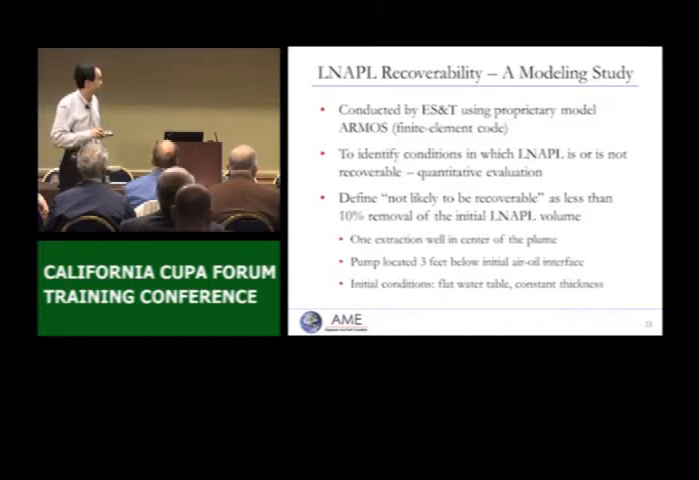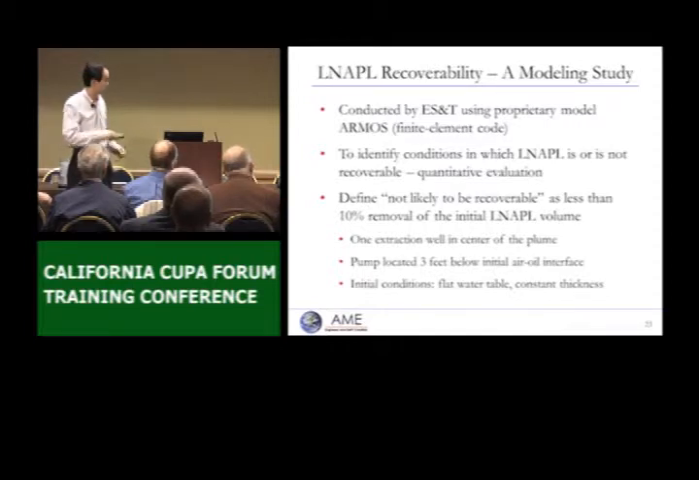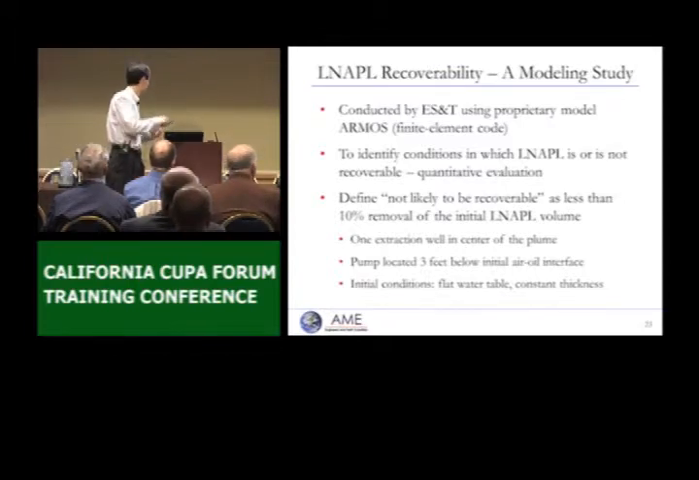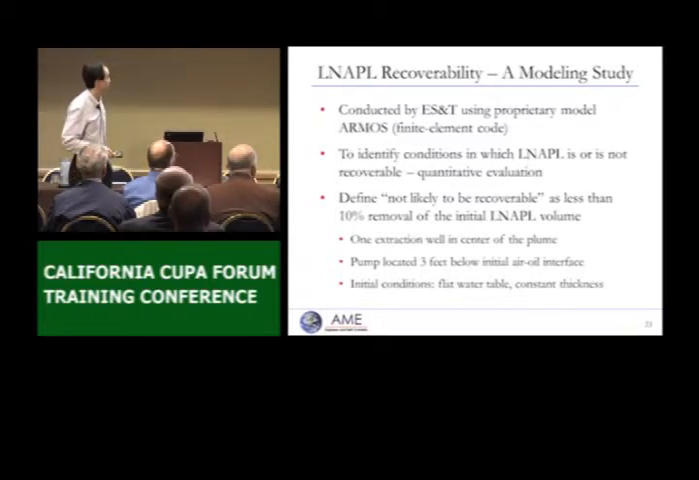All right. The situation is: use one extraction well in the center of a big plume, and we located the pump 3 feet below the initial air-oil interface. Initial condition is a flat water table and constant product thickness. So this is a model domain. It's quite large. Diameter is 540 feet. That also defines your radius of influence. It won't be more than that because you can set boundary conditions.